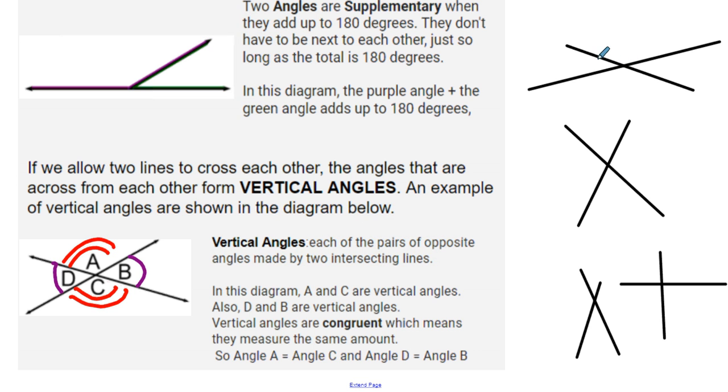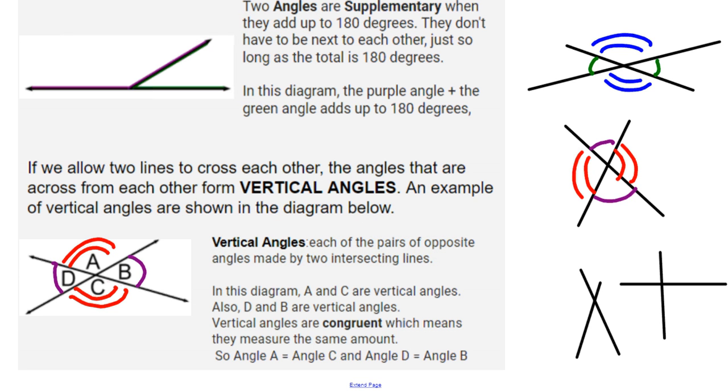It doesn't matter how I draw it. Right here, opposite just means skip one. The next one is the vertical angle. So this one and this one would be vertical angles. If I mark this one, skip one, that is a vertical angle. And then this one, skip one, this is a vertical angle. So the red and the purple are vertical angles with each other.